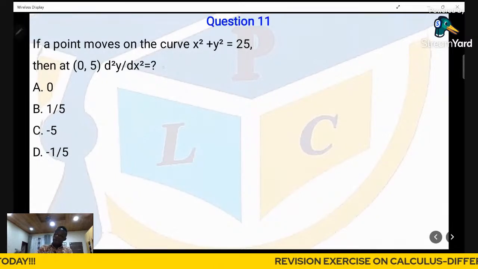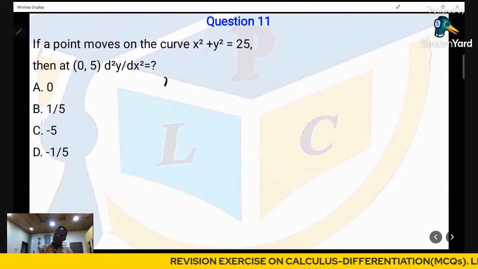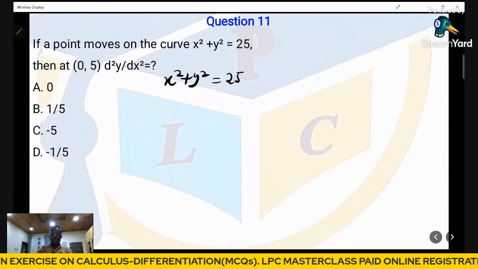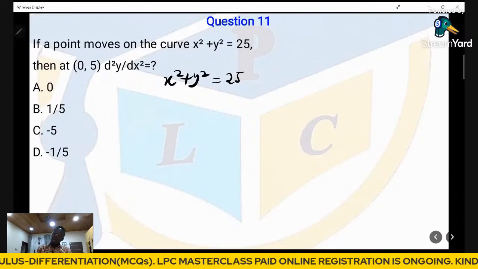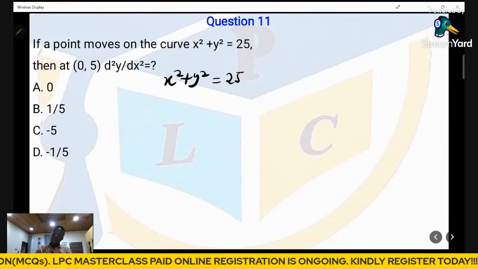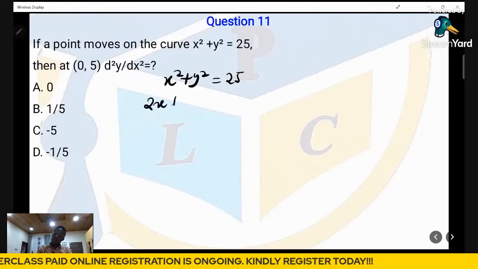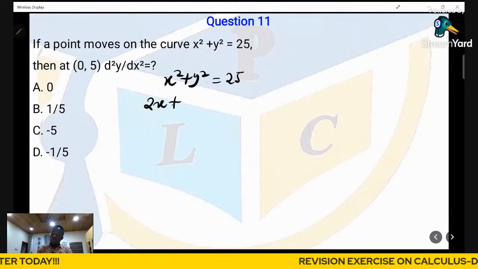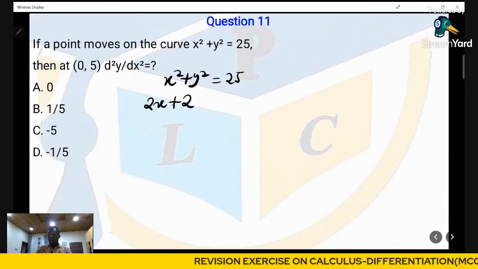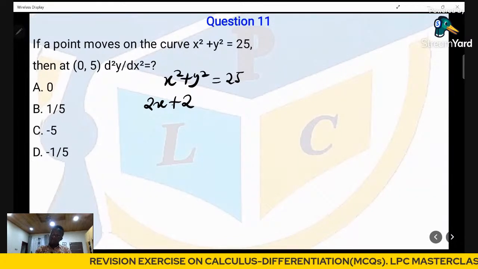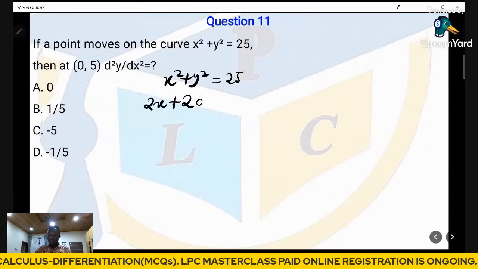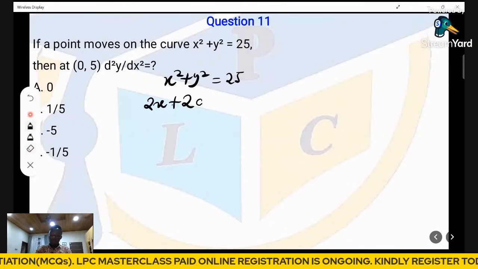So I have x squared plus y squared, and that should be equal to 25. When I differentiate x squared, I'm getting 2x. When I differentiate y squared, remember the y has a power of 2, so I'll follow the normal differentiation. I bring the 2 in front of the y, and I differentiate the y itself. Once I differentiate, the power reduces to 1.